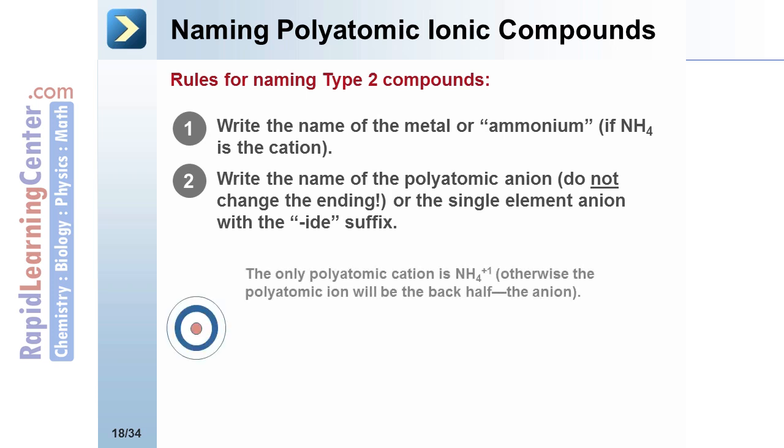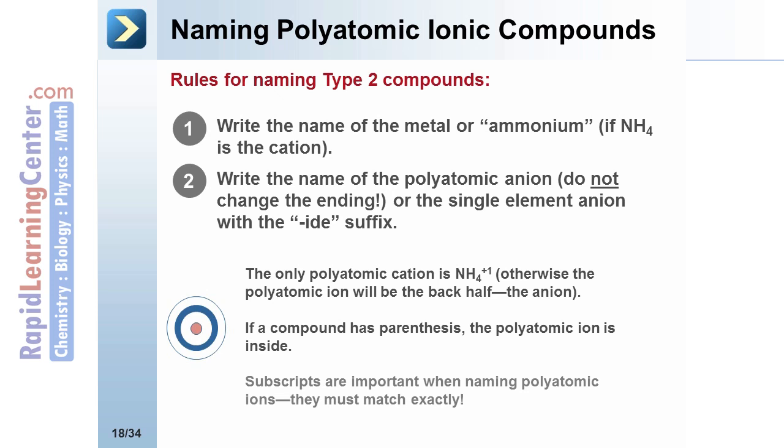The only polyatomic cation is ammonium. Otherwise, look in the back half to find the polyatomic ion. If a compound has parentheses, the polyatomic ion is inside the parentheses. Subscripts are important when naming polyatomic ions. The subscripts within the polyatomic ion must match exactly.